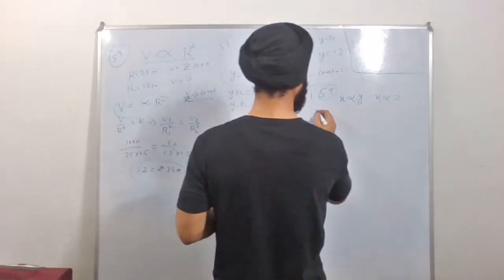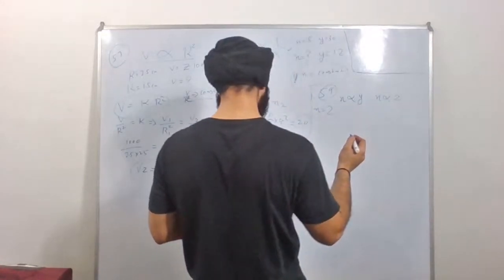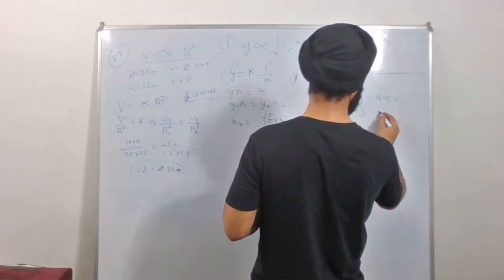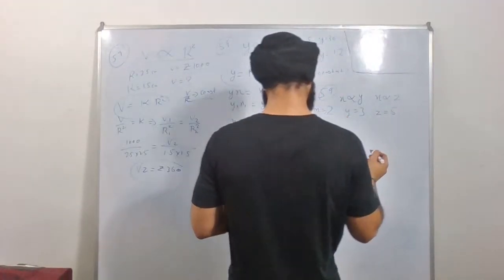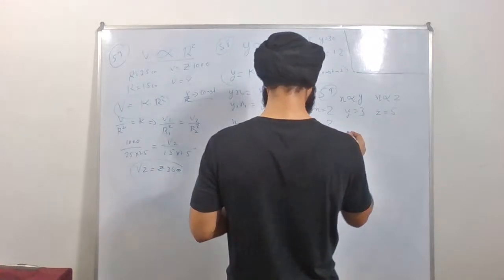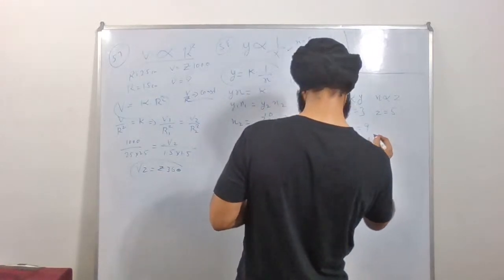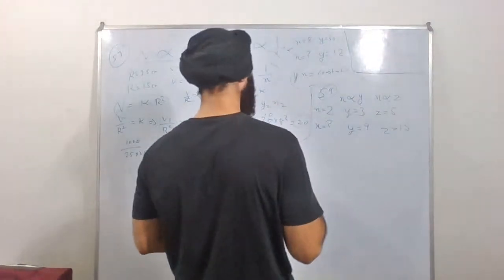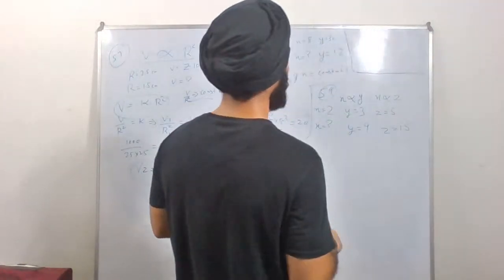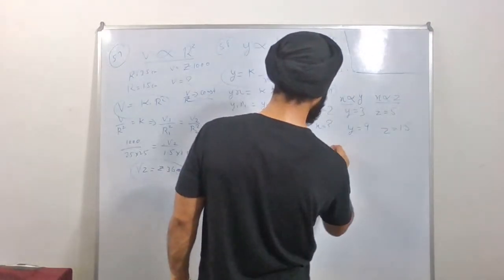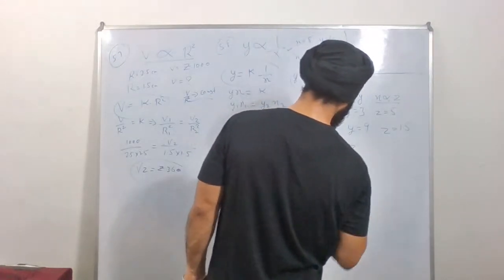If x is equal to 2 when y is equal to 3 and z is equal to 5, then what is the value of x? We have to find the value of x when y is equal to 9 and z is equal to 15. From these two terms, we can say x is directly proportional to y into z.